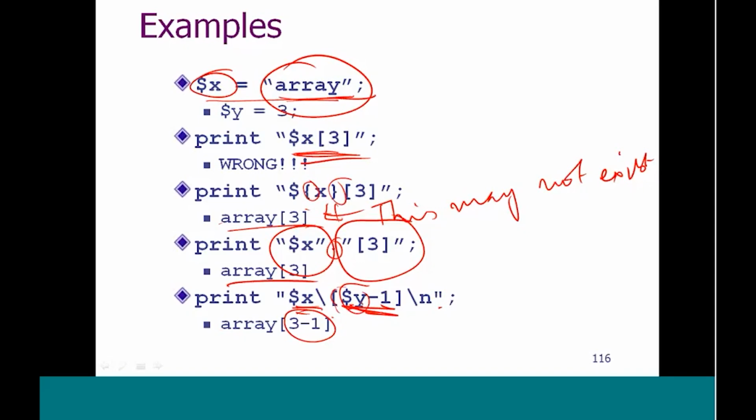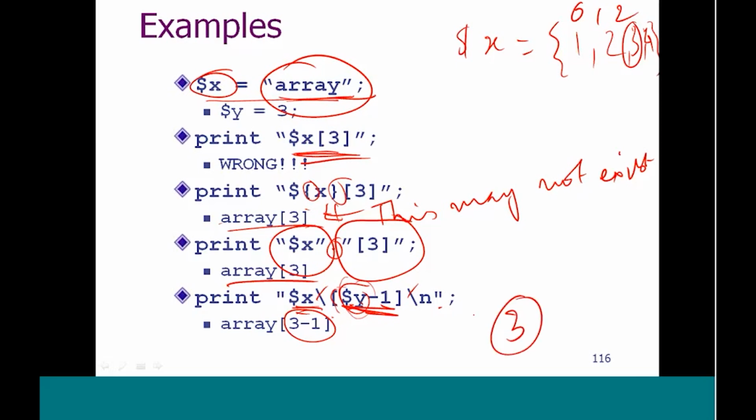At the same time, if there was an array of $x equals, say, 1, 2, 3, 4, whatever. In this kind of case, if you don't escape these brackets, then it will first evaluate this 3 minus 1, which is 2. So this is 0, 1, 2, and so it goes and prints this value. So it just prints 3, and then it will exit.